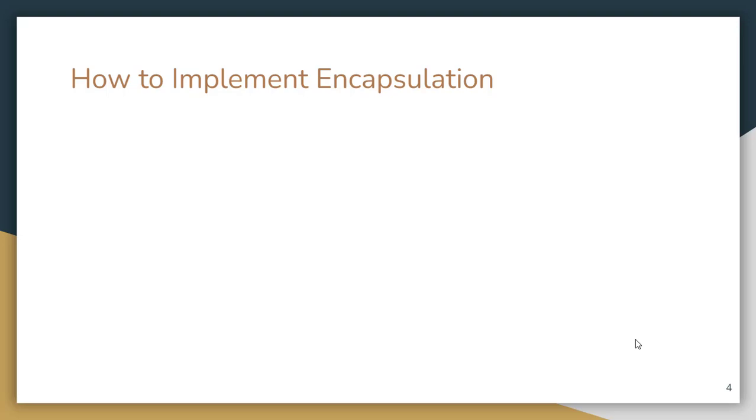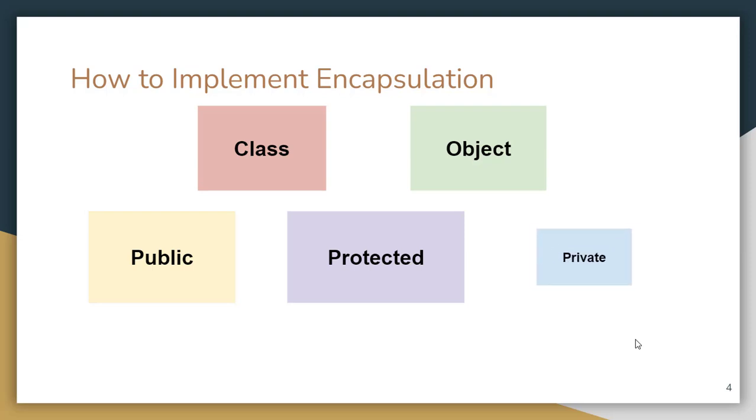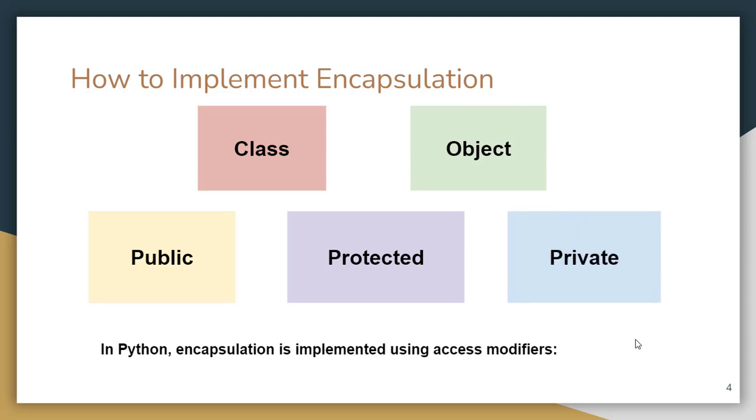We hide different methods and variables using a class. How to implement encapsulation? For encapsulation, we use a class, and inside the class we hide methods and variables. We use objects. We use different access modifiers in encapsulation, like public, protected and private. In Python, encapsulation is implemented mainly using access modifiers, that is public, protected and private.